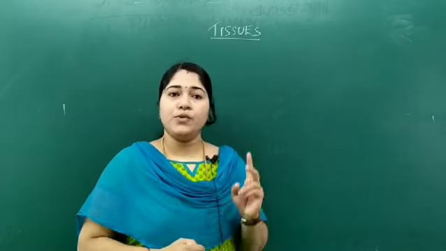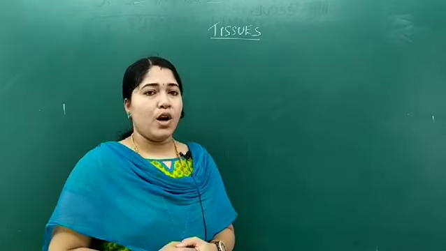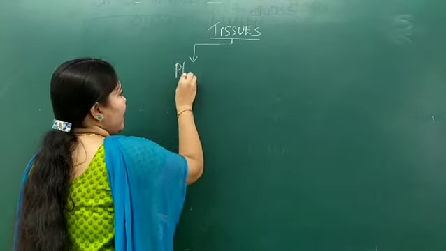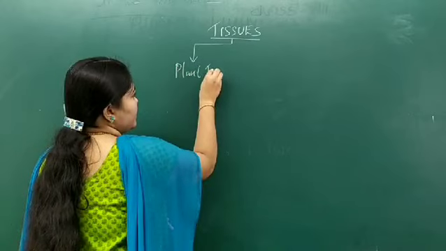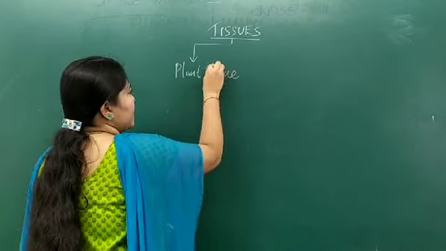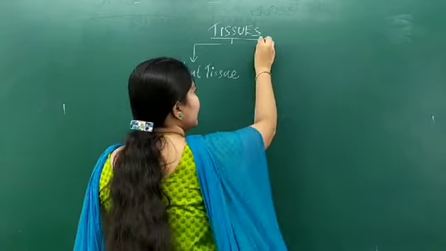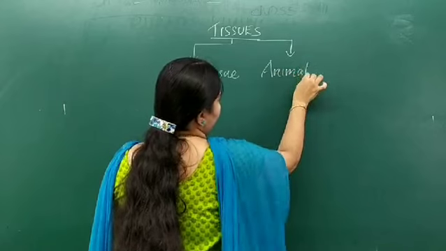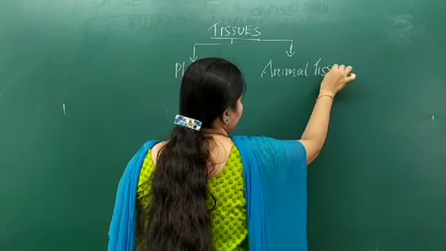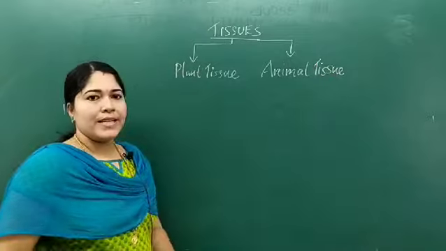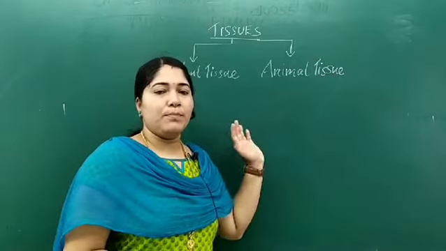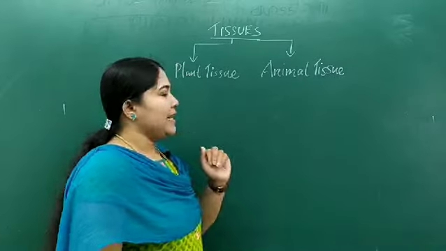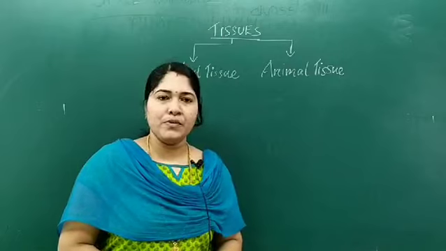So tissues are of two types. We will see what the two types of tissues are. Tissues are mainly classified into two types. One is called plant tissue and the other is called animal tissue. Clear? So in this section we will be studying both plant tissue as well as animal tissue. First we will deal with plant tissue, and after completing plant tissue we will go to the animal tissue.